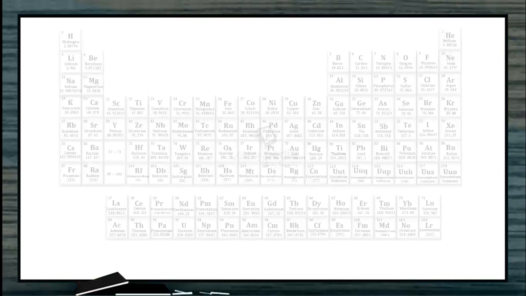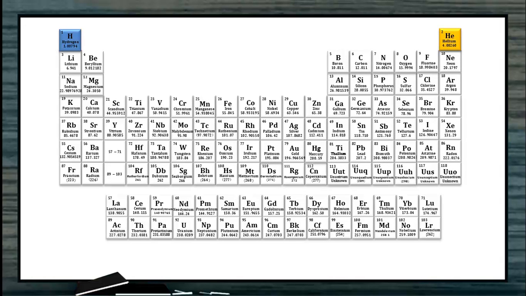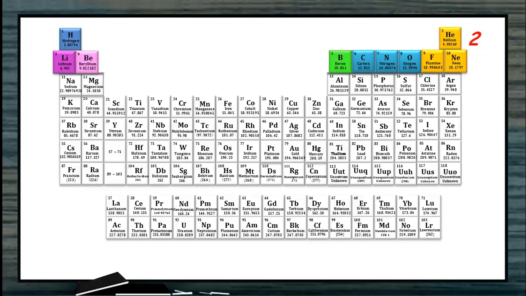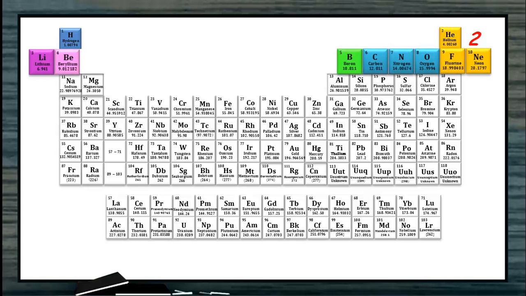Now let us discuss the same thing by looking into the periodic table. So this is the first period. This is the first period which contains hydrogen and helium. And there are only 2 elements. And this is the second period, starting from lithium and ending with neon. If you count the number of elements, they are 8 in number.